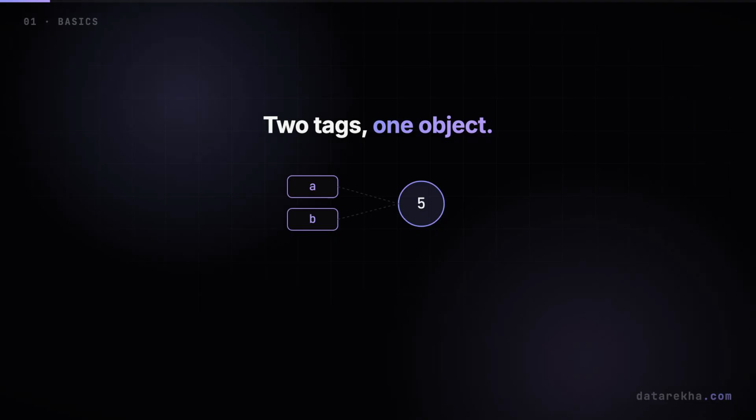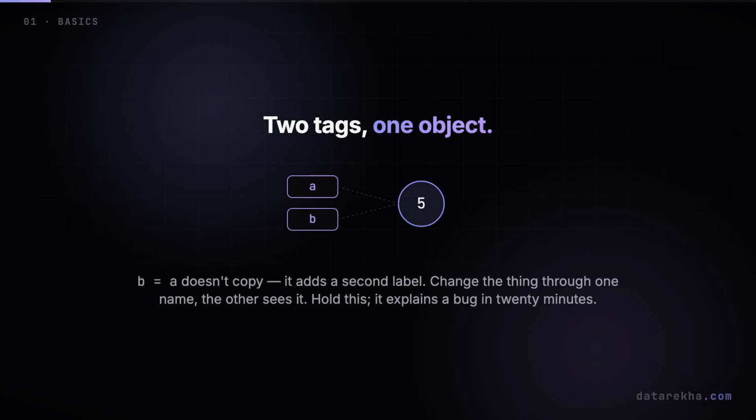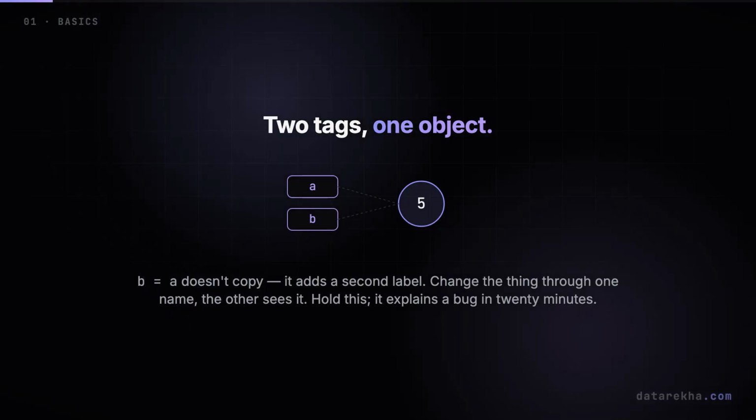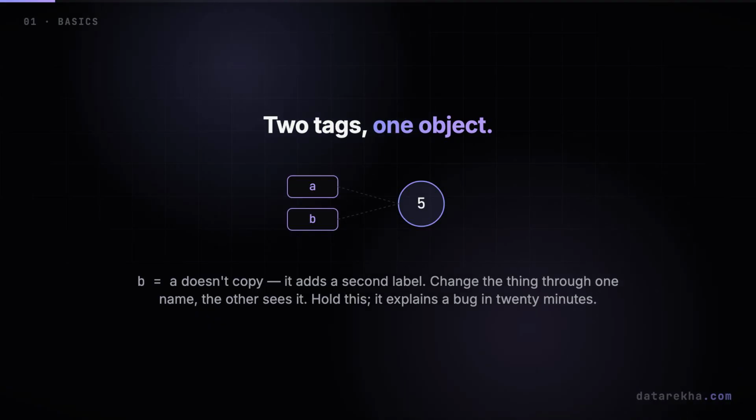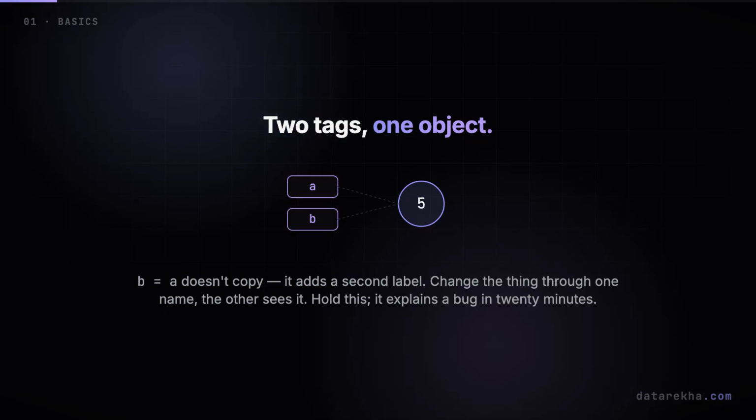Because two names can tag the very same object. Say b equals a, and now a and b are two labels on one single thing, not two copies. Change that thing through one name, and the other name sees the change too, because they were never separate. Hold that idea. In about 20 minutes, it's going to explain a bug that haunts every beginner.